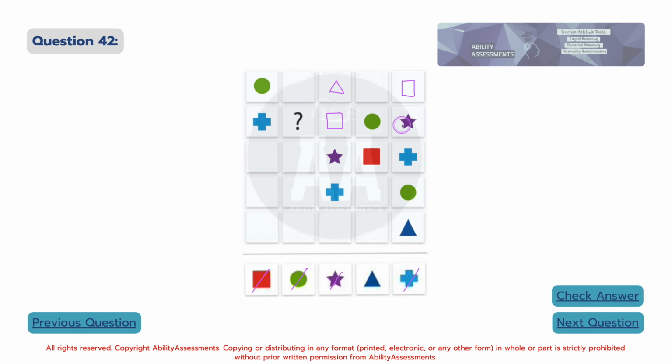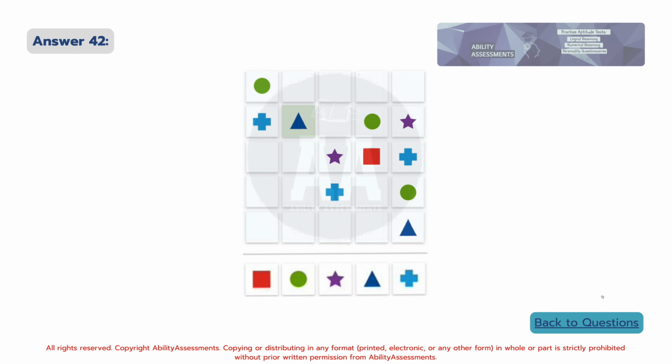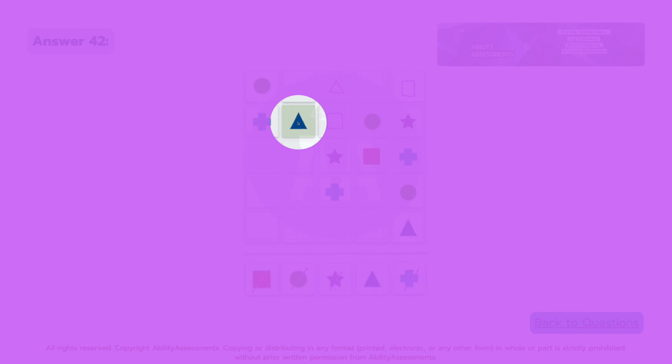Now we have 4 shapes with only 1 empty space, and this means we can now come to our answer. And as we already knew that this could either be a triangle or a square, since this is a square, then this must be the triangle. So let's go ahead and check the answer, and as you can see, it is indeed a triangle.